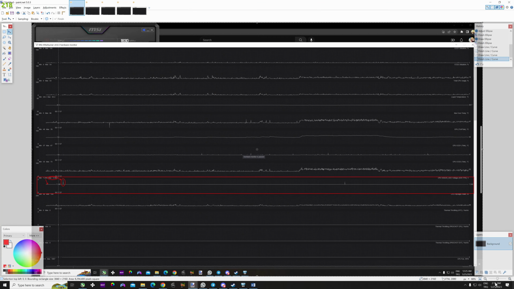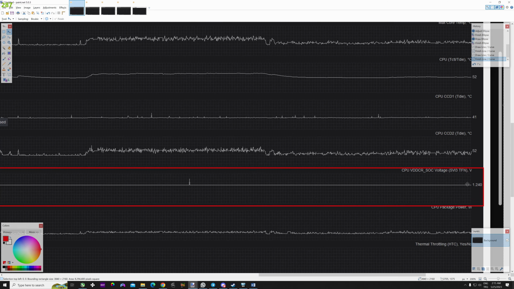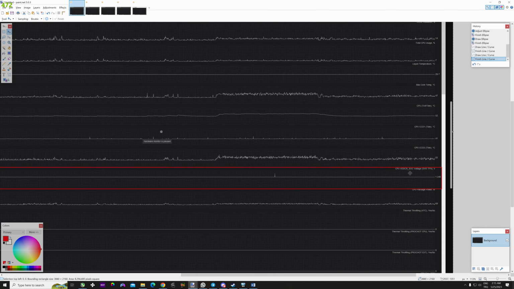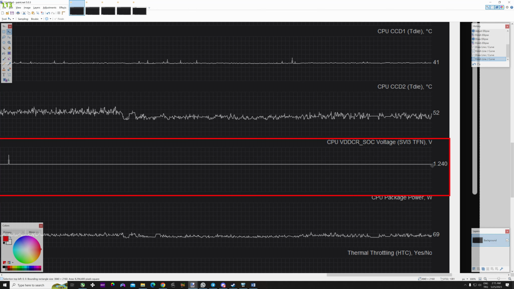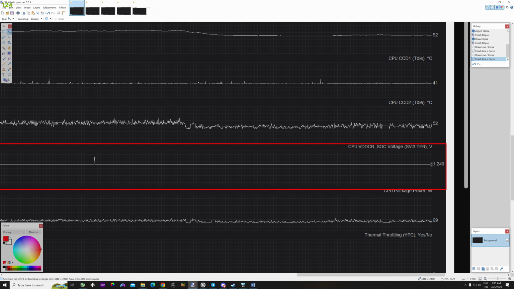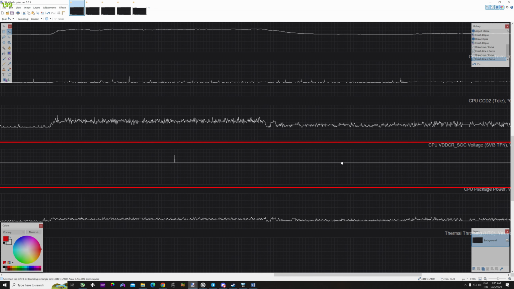Right now for me the time is 2:15 a.m. At the time I took these screenshots, it was pretty much 12 at night, so about 2 hours ago. Check right here. This is VSOC, and normally, the vast majority of the time, it's 1.24. But I've never seen any kind of spikes until now.